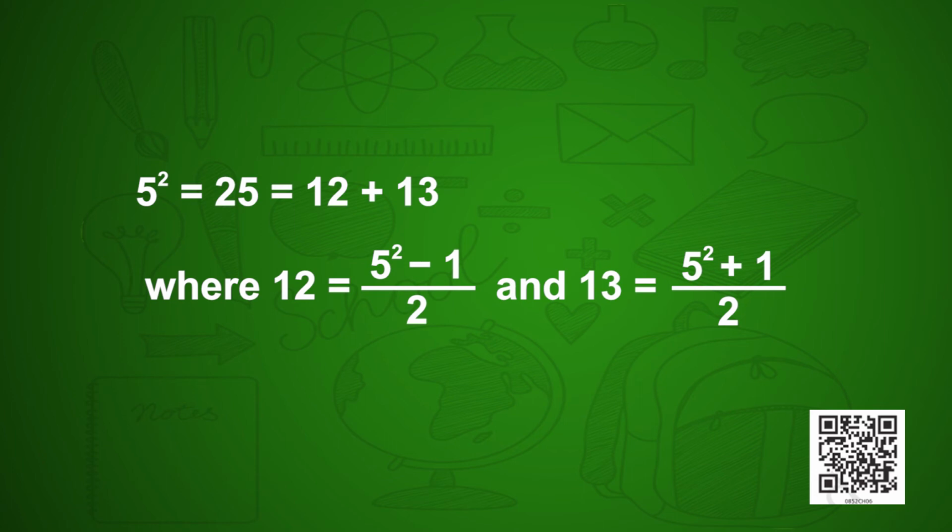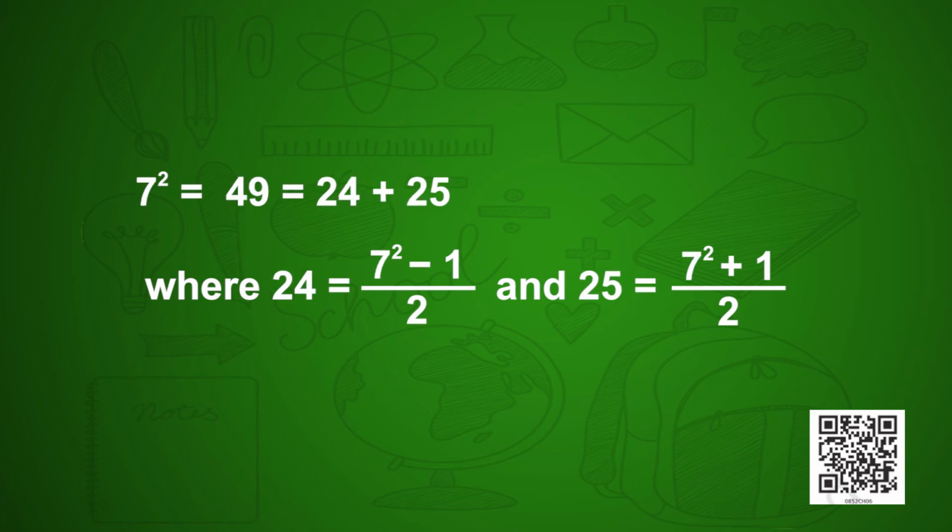Now, let us observe 5 square. 5 square is equal to 25, which could be written as 12 plus 13. Here 12 can be written as (5 square minus 1) by 2 and 13 is equal to (5 square plus 1) by 2. In a similar way, observe 7 square, which is equal to 49, and this can be written as 24 plus 25. Even here we can write 24 and 25 in terms of 7 square as 24 is equal to (7 square minus 1) by 2 and 25 is equal to (7 square plus 1) by 2.